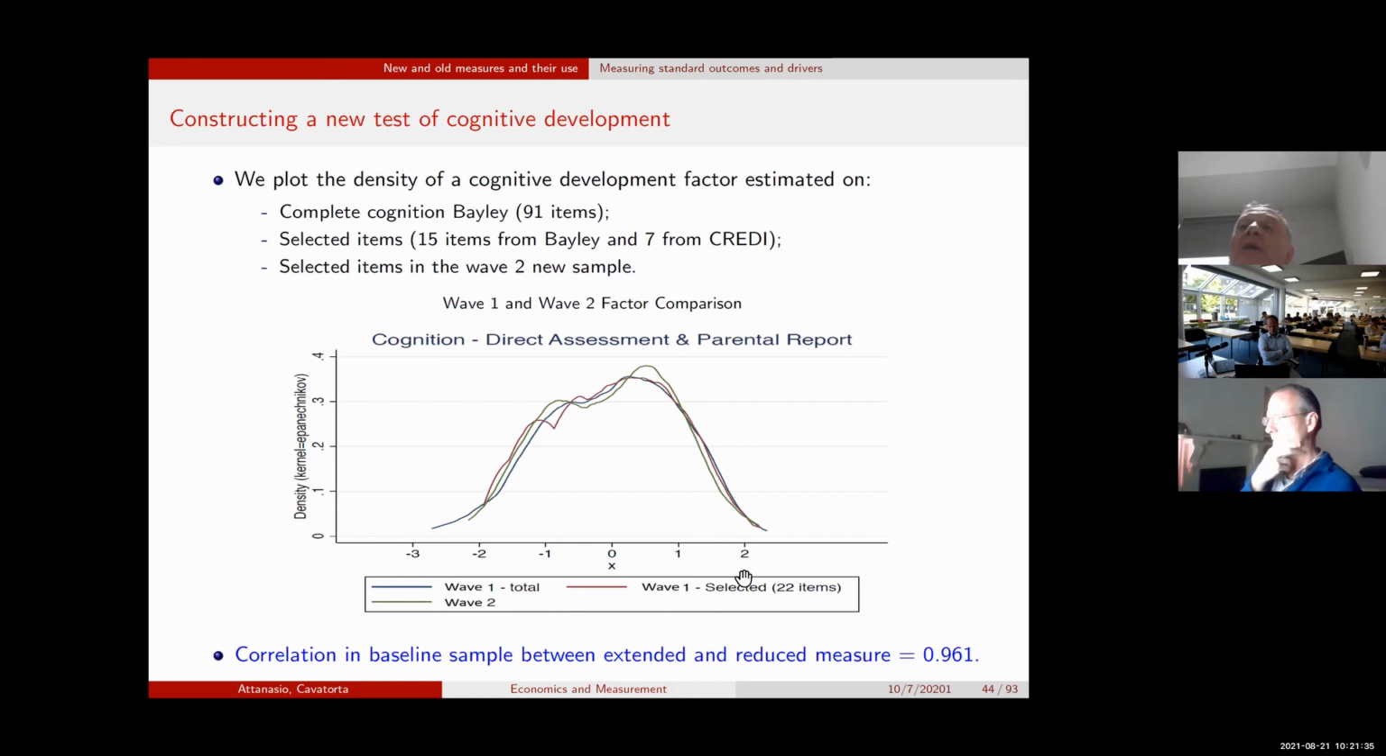And then in the second wave, we got a new sample of children of the same age and applied just the selected questions. And again, the third curve, the green one, is the distribution of the estimated factor there. In the first wave, we can compute the correlation between the estimated factor using the entire Bailey or using the selected items. The correlation coefficient is 0.961.